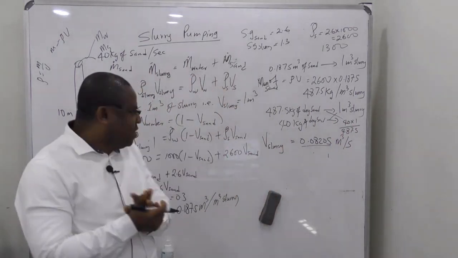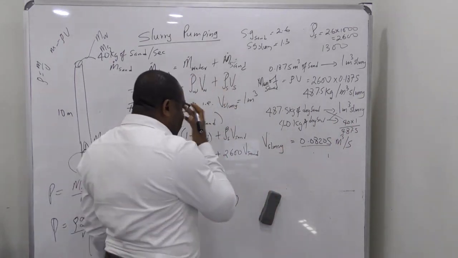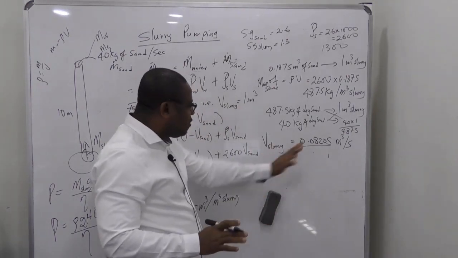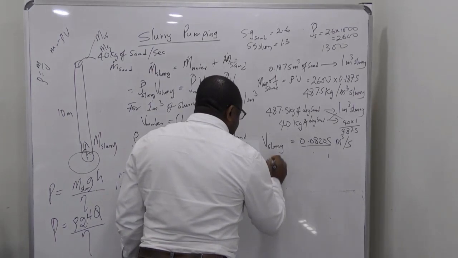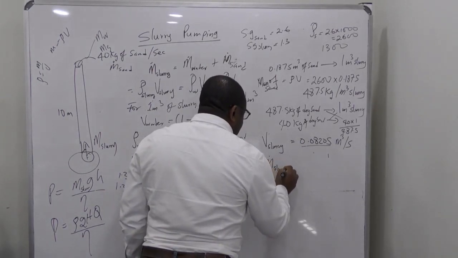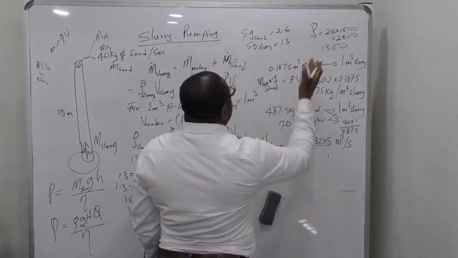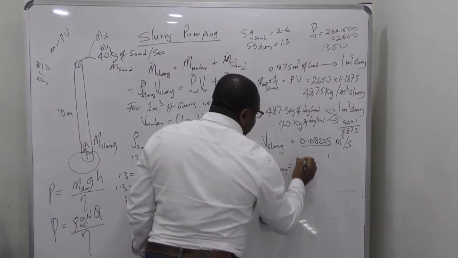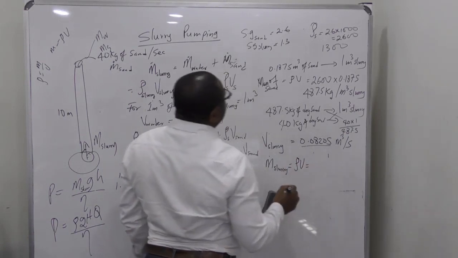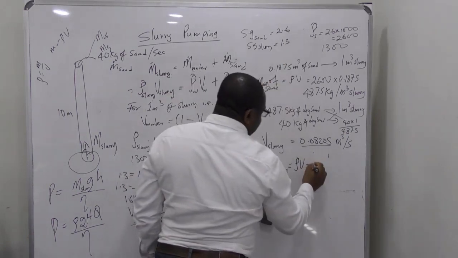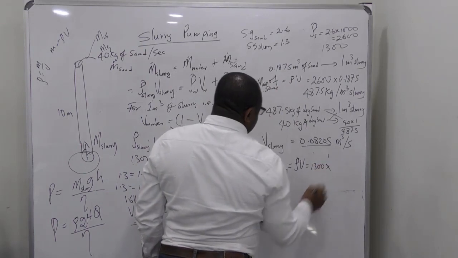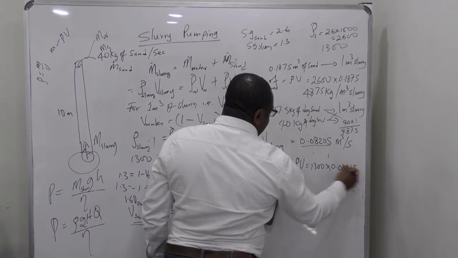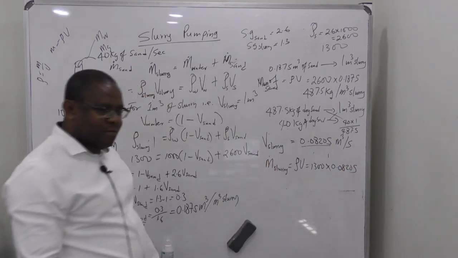Okay, sorry about that. So if I want to calculate, remember in the question you might be asked to calculate just the volume of slurry, then you will stop here. If I want to calculate the mass of slurry, mass is density times volume. So what's the density of slurry? Density of slurry is 1,300 times what's the volume of slurry? 0.08205. Okay, this is what I was looking for.